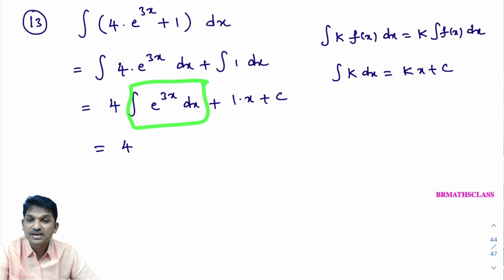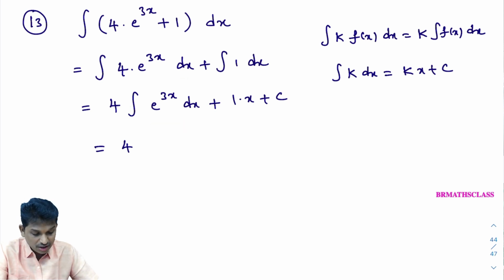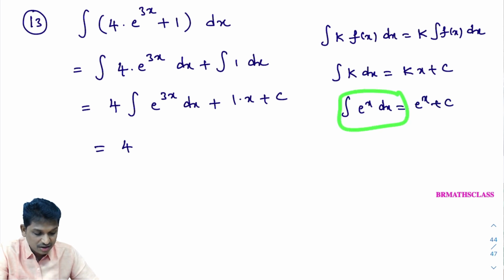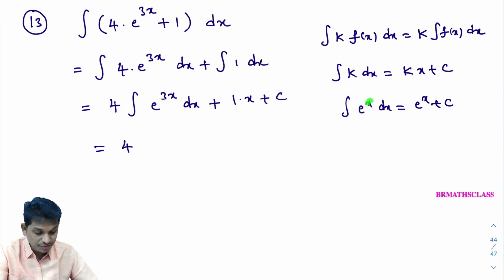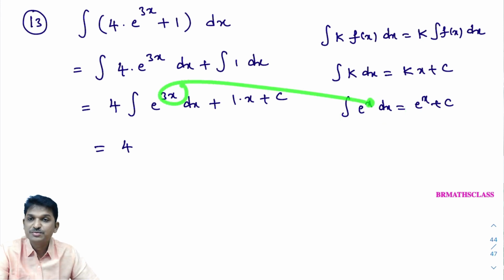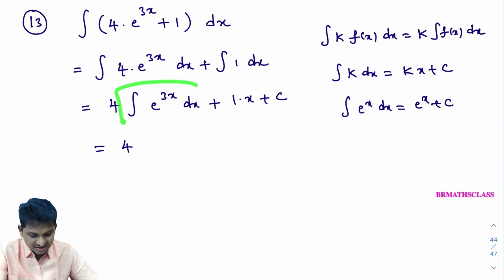Integral of e power 3x dx. How to integrate this? You know this formula: integral of e power x dx is e power x plus c. In this formula, in place of x, here ax plus b is present. So if ax plus b is present in place of x, we will write its answer directly.